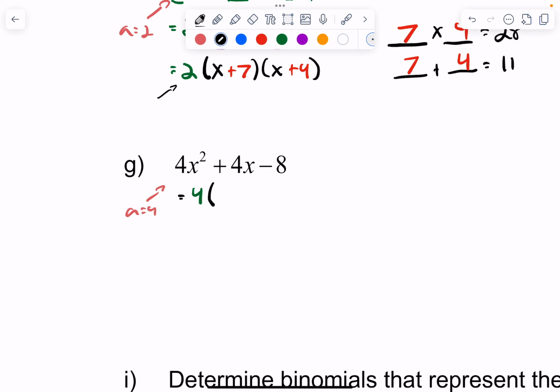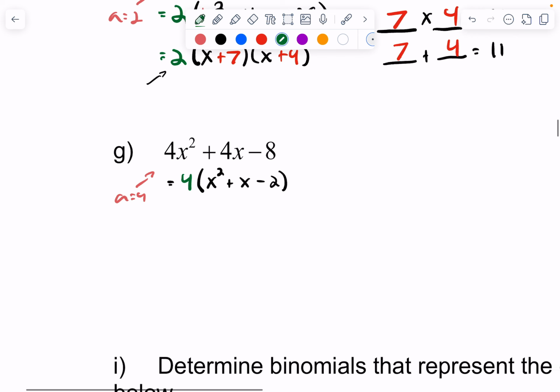So 4x squared divided by 4 is x squared. Plus 4x divided by 4, x. Minus 8 divided by 4, minus 2. And if you were to expand this 4 back in, you would get exactly what you started with. So you know you did it correctly.